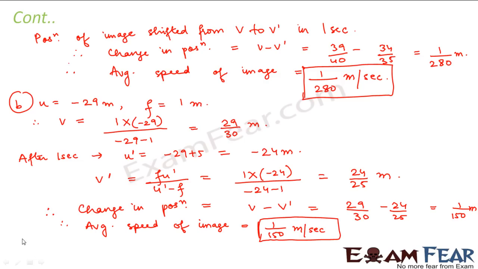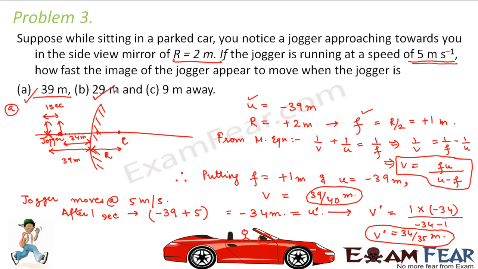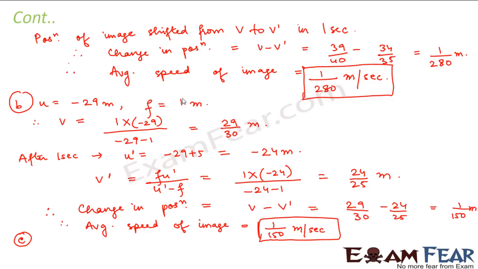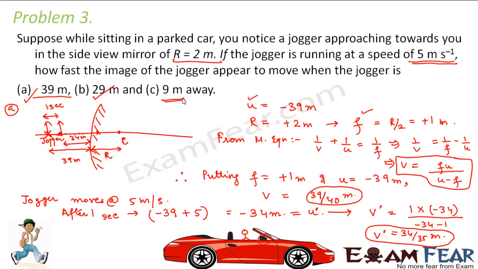So in a very similar way, you can calculate it for the third part, where it says that u is equal to 9 meters. So I leave the third part up to you. So what did we observe from the trend? From the trend, we see that even though the jogger is moving at the same speed, depending upon the initial position or location of the jogger from the mirror, the rate at which the image is moving is changing.